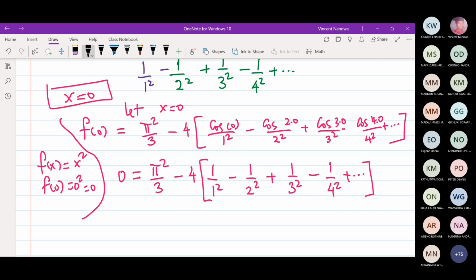Finally, the answer is pi squared over 12, correct. Pi squared over 12 is the final answer to that given problem. So all that infinite series reduces to pi squared over 12.